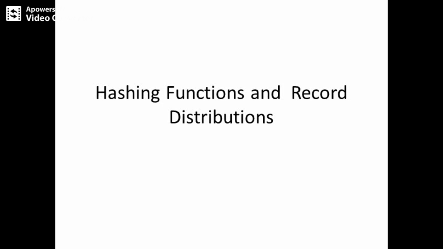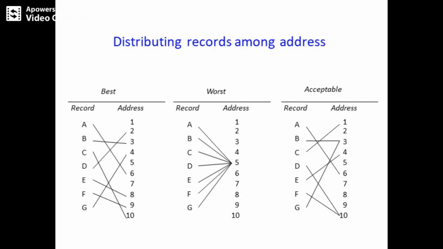Hello everyone. Now let us see something about hashing functions, different hashing functions and record distribution. First let us see what is record distribution in hashing. Do you see any collision over here? There is no collision over here, so we can call it the best case.